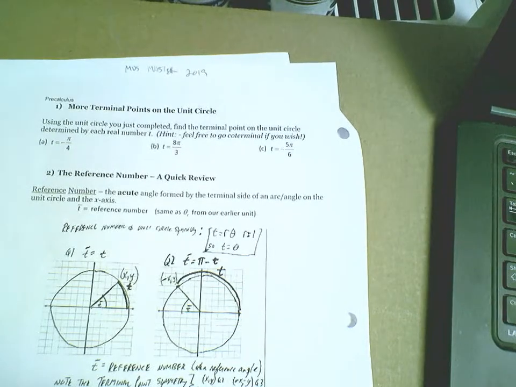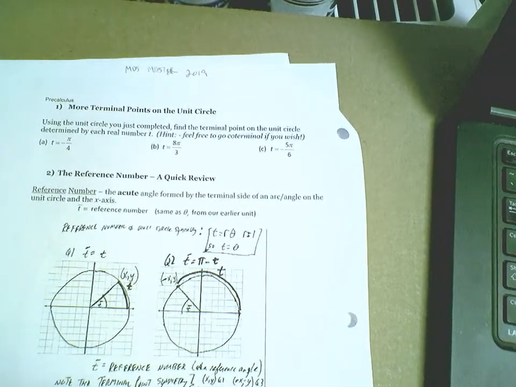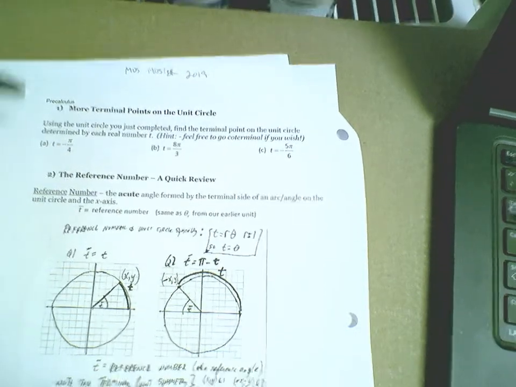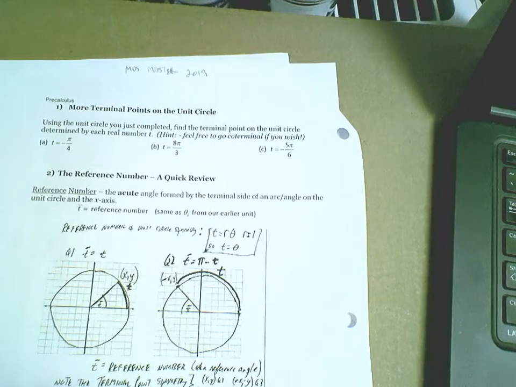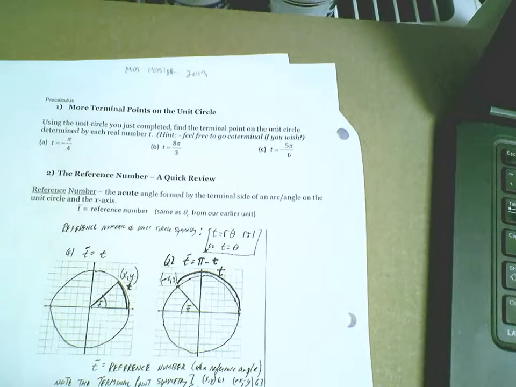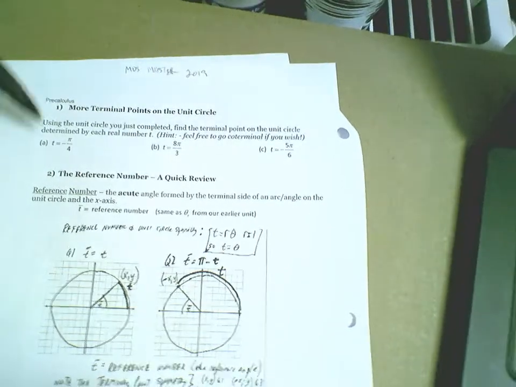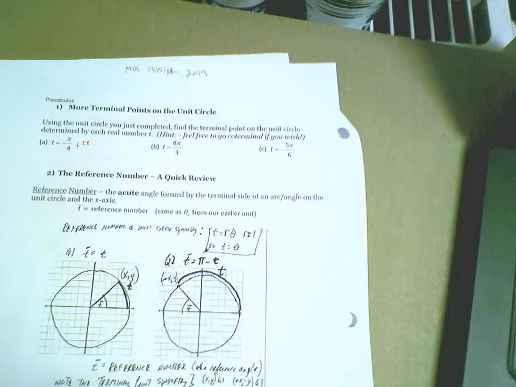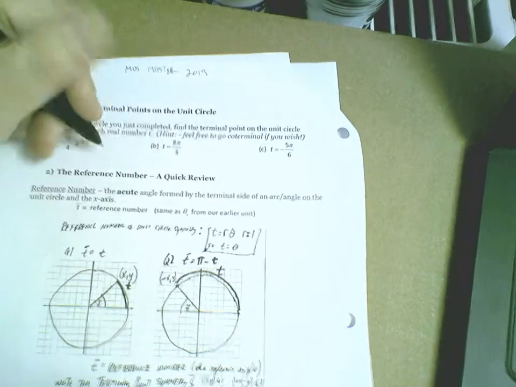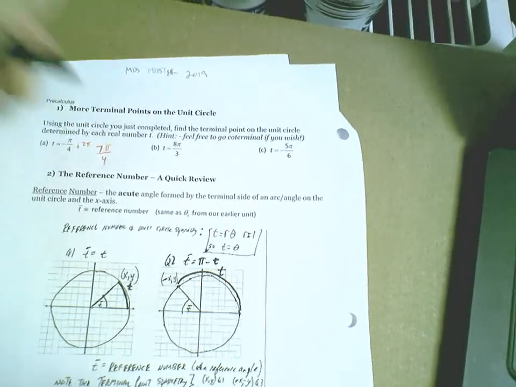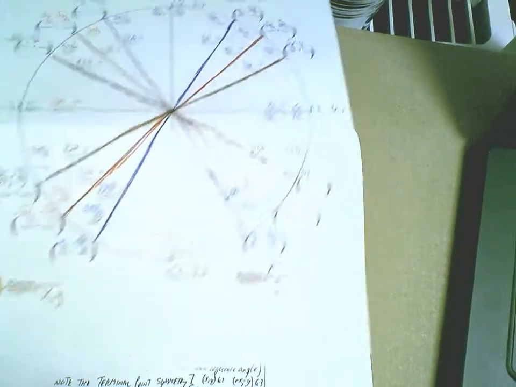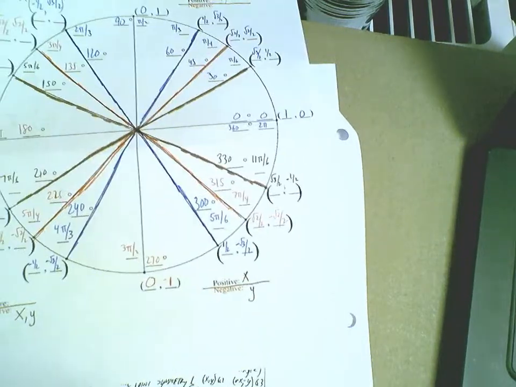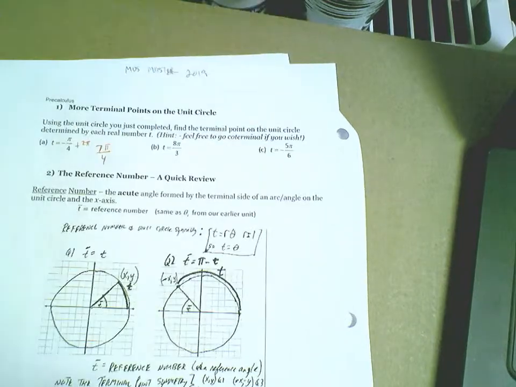More terminal points on the unit circle. If you're not between 0 and 360 degrees, 0 and 2 pi radians, and by the way, most of what we're going to do today is going to be radians based, what can you do? Go coterminal. Once you're coterminal, you now have a terminal point that you can identify. So negative pi over 4 doesn't live on the unit circle, but if we add 2 pi, which is the same as adding 8 pi over 4, I wind up at 7 pi over 4. And with my unit circle, what do I know about 7 pi over 4? It's in quadrant 4, root 2 over 2, negative root 2 over 2.